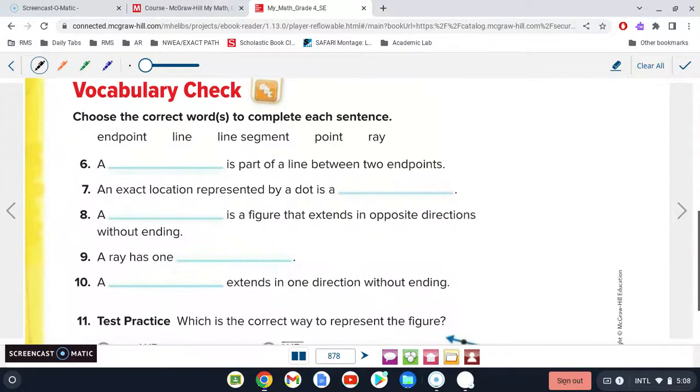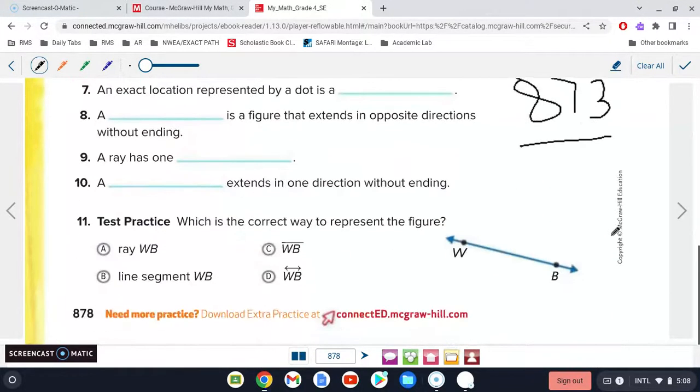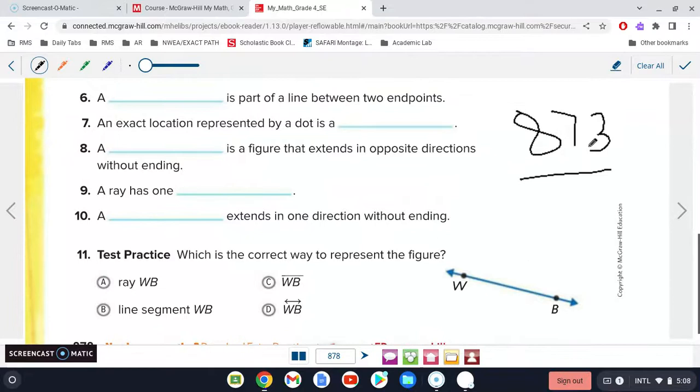Okay, and then number 6 through 10, go back to page 873 for your vocab. You should not miss any of these. Find your vocab on this page. And then number 11, what would this be called? Look at the poster or look at page 873. Okay? You guys need to look at that. Please look at that.